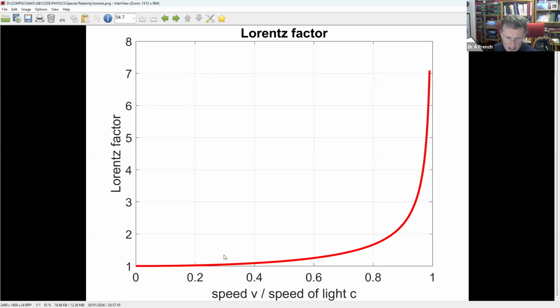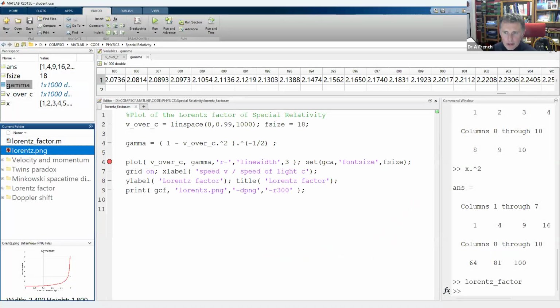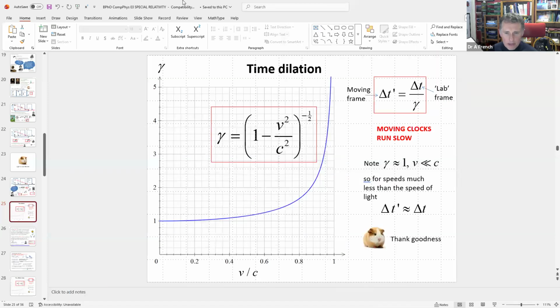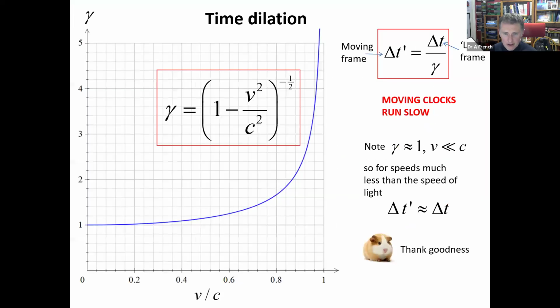We can make all the colors different and all that sort of stuff. Fonts different if you wish, but there we go. So we can plot it, and we've got this thing that starts at 1 and then gradually increases and asymptotes to infinity, but only when V over C tends towards 1. Okay, so let's go back to our little talk. So we've got time dilation, and there we go.